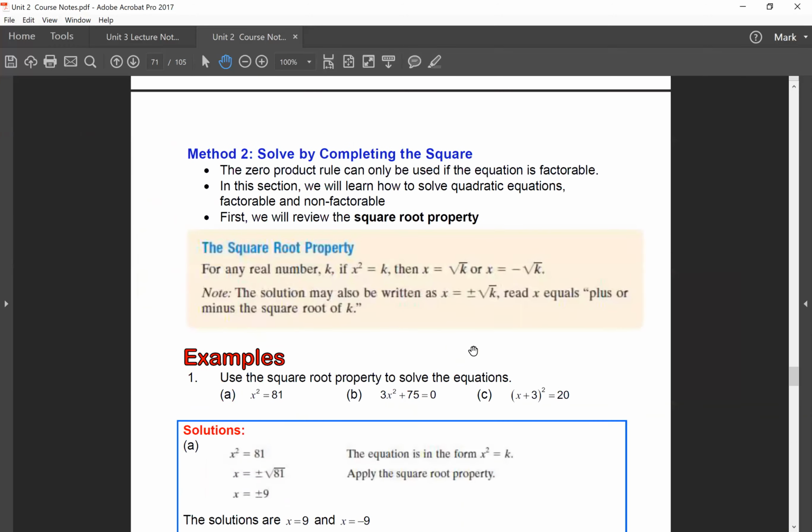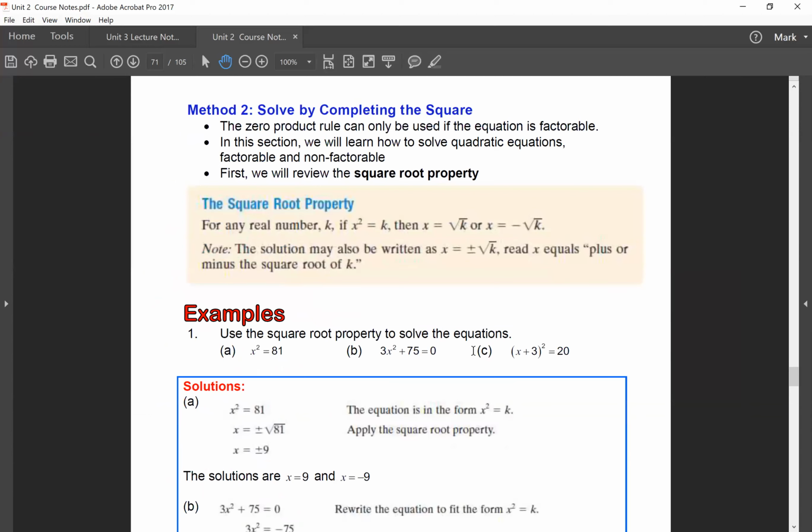All right. So let's move on to something new. Method number 2. So there's 3 methods. There's factoring, completing the square, and then there's the quadratic formula. I think some of you guys might like the quadratic formula when we get to this. So let's look at method number 2. Completing the square.